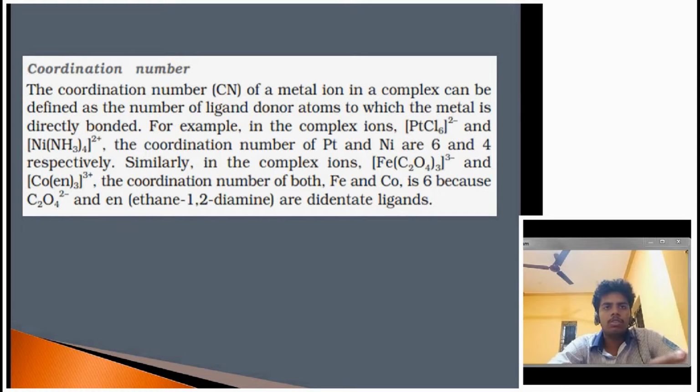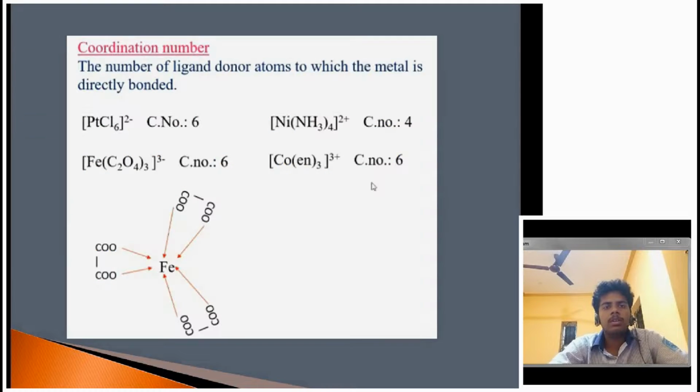Coordination number. The coordination number of a metal ion in a complex can be defined as the number of ligand donor atoms to which the metal is directly bonded. In short, the number of ligand donor atoms to which the metal is directly bonded is called the coordination number. For example, in these given complexes, their coordination numbers are 6 and 4 respectively. Similarly, in the complex ions given in the slides, the coordination number of both Fe and Co is 6 because C2O4 and ethane-1,2-diamine are didentate ligands.